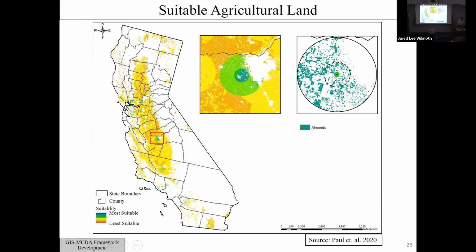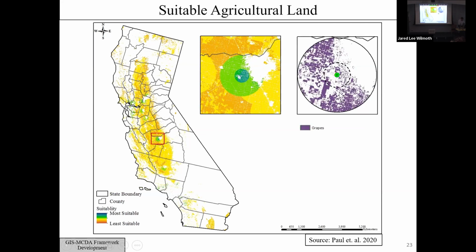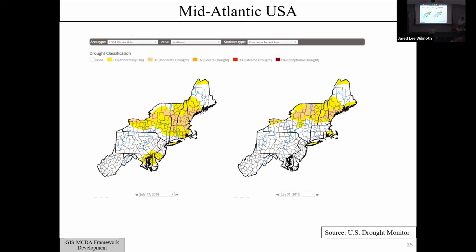So for example, if this is a wastewater treatment plant in Central Valley, in Fresno County, these are the almond farms, these are the grape farms that this wastewater treatment plant can provide reclaimed water for use in this radius. So this is an example of developing a decision support system for the case study of California. Now let's talk about Maryland, another case study.